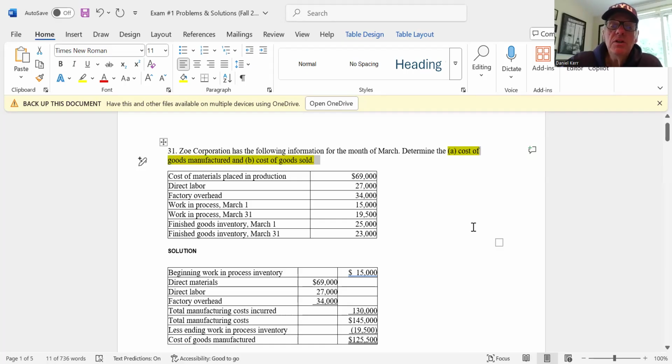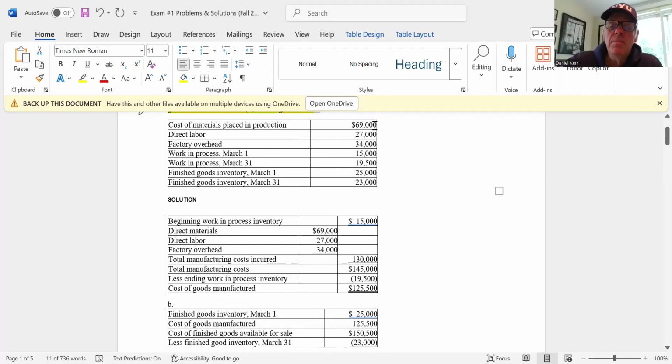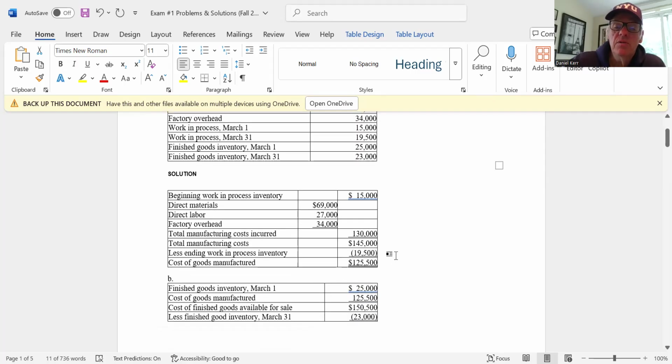So what you wanted to do here is get cost of goods manufactured and cost of goods sold. You draw upon the information up above. To get the cost of goods manufactured, it would be the beginning inventory plus the material plus the labor plus the overhead, which gives you the total manufacturing costs incurred. Those are the costs of the current period, which, when added to the beginning work in process, give you the total manufacturing cost. From that, you subtract out the ending work in process inventory. That is your cost of goods manufactured, which is 100.